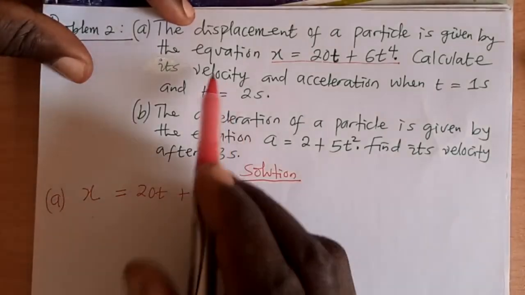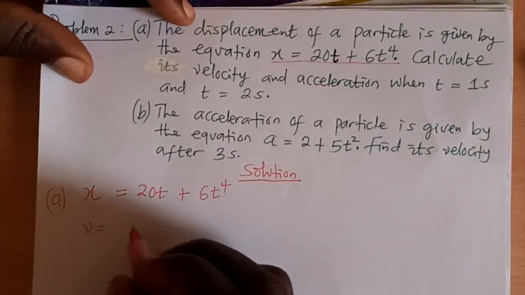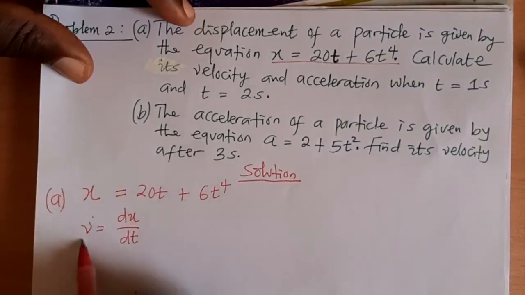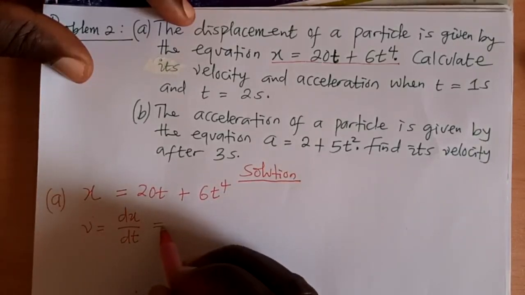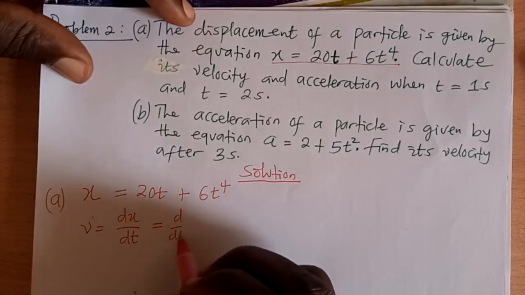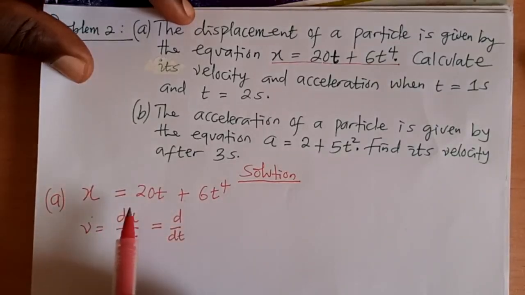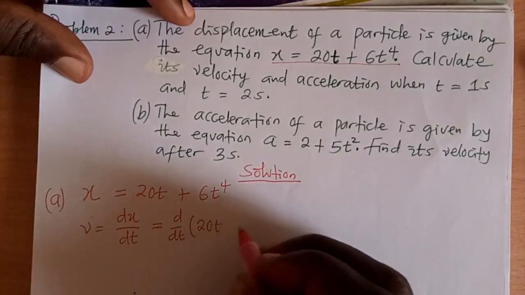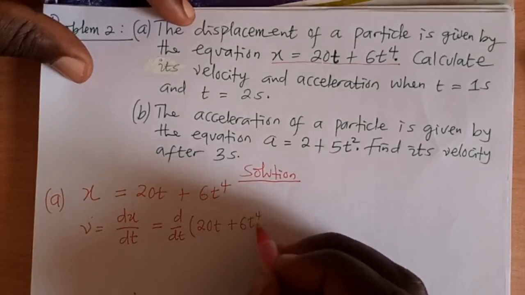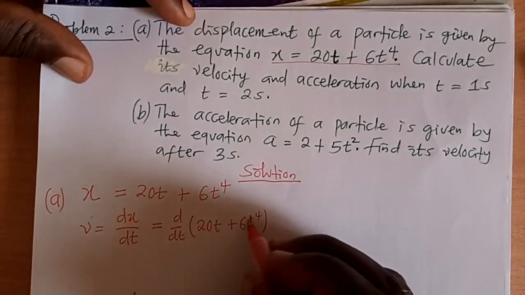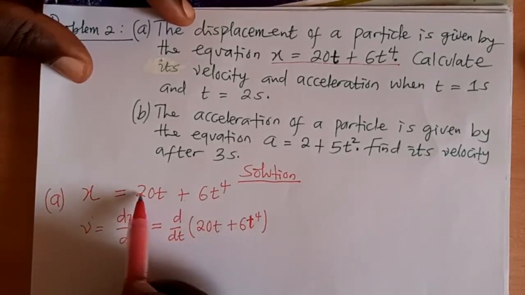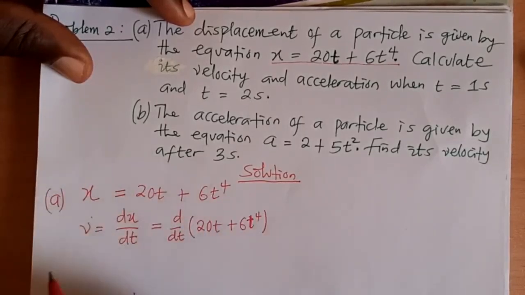To get the velocity, we say that the velocity is the first derivative of x with respect to t, meaning v is dx/dt. So I continue and say d/dt. Instead of x, I will now write this expression on the right hand side, 20t plus 6t raised to the power of 4. Everything in the bracket is my x here, so in the next step I remove the x, and in its place I put the right hand side of this equation I am given.